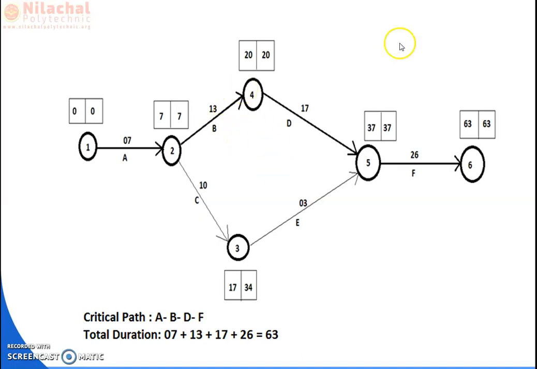Independent float can be calculated as LFT of tail event, that is 20, minus EST of head event, 7, minus 13, which is equal to 0.